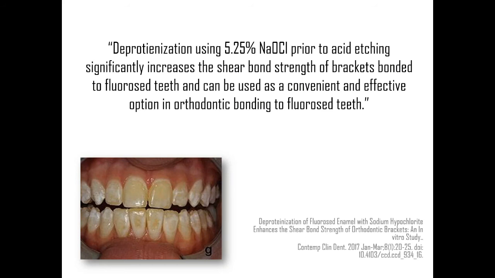So they took 40 freshly extracted human mandibular first premolars with fluorosis, and they divided them into two groups. In group one, the teeth were acid etched as normal and bonded with composite. In group two, the teeth were deproteinized with 5.25% sodium hypochlorite prior to acid etching with the 37% phosphoric acid, and then they were bonded with composite. The samples were then subjected to shear bond tests by an Instron instrument, and then a sample from each group was selected for SEM study prior to bonding and analyzing etching patterns.